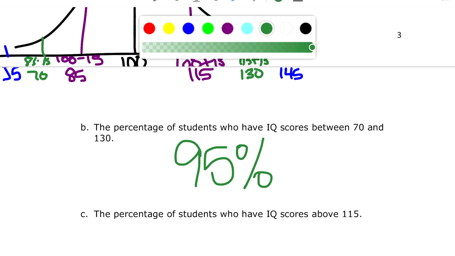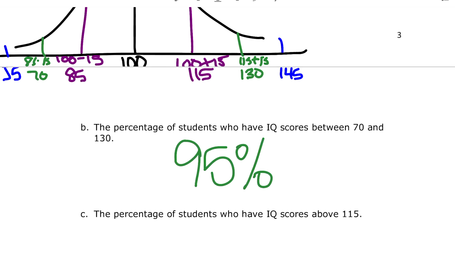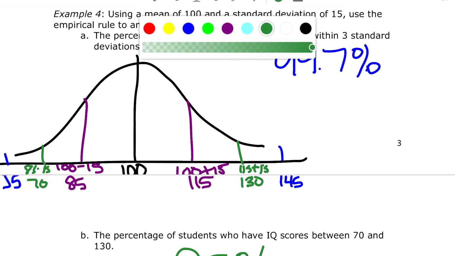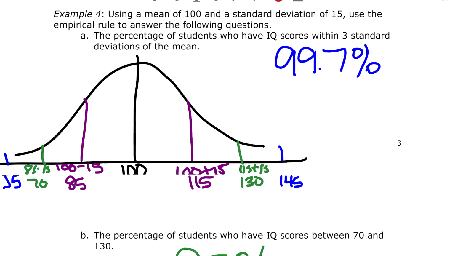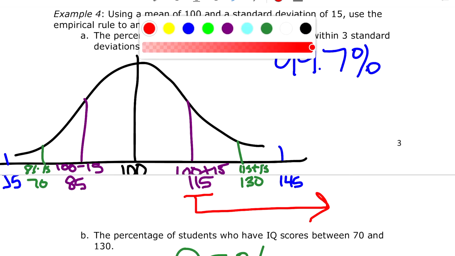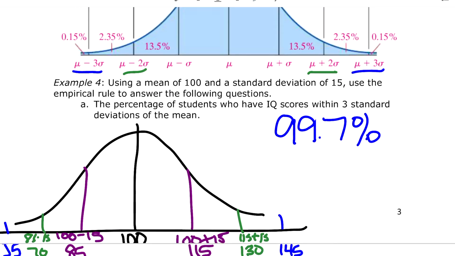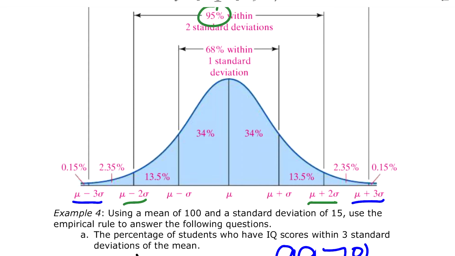And then the last question is the percentage of students who have an IQ score above 115. So 115 is right here, and I want to know what percent of students have an IQ score above that. To find that value, I'm going to come up here. That's 1 standard deviation above the mean. So we're looking at this guy right here, and we're looking at everything above it.